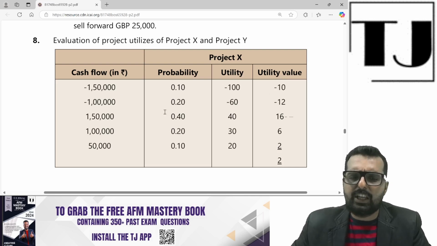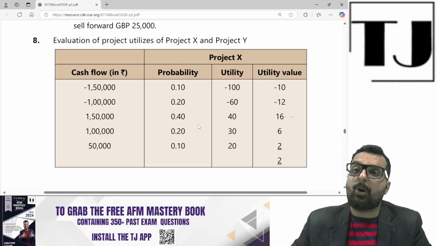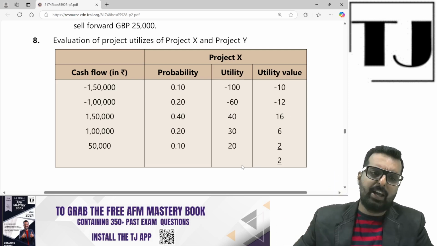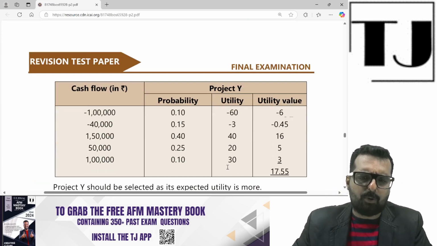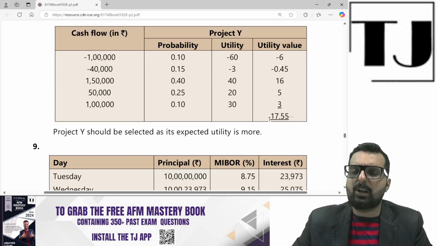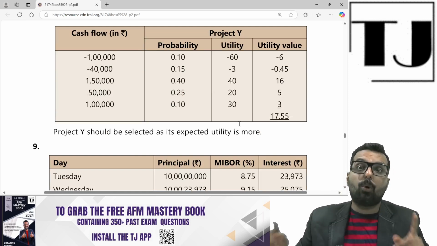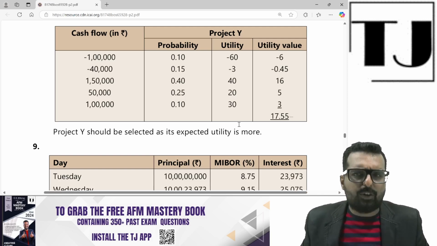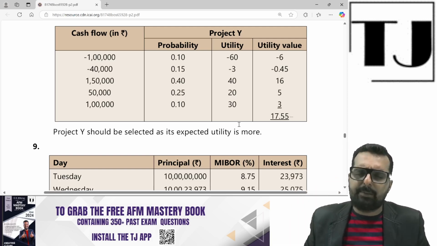Like that, you do it for each one of these, and for project X, you get an expected utility value of how much? 2. Same way, when you do the same thing for project Y, you get a utility value of 17.55. So who is having a higher utility value, friends? Project X or project Y? Project Y. Hence, I would say that project Y is better than project X.